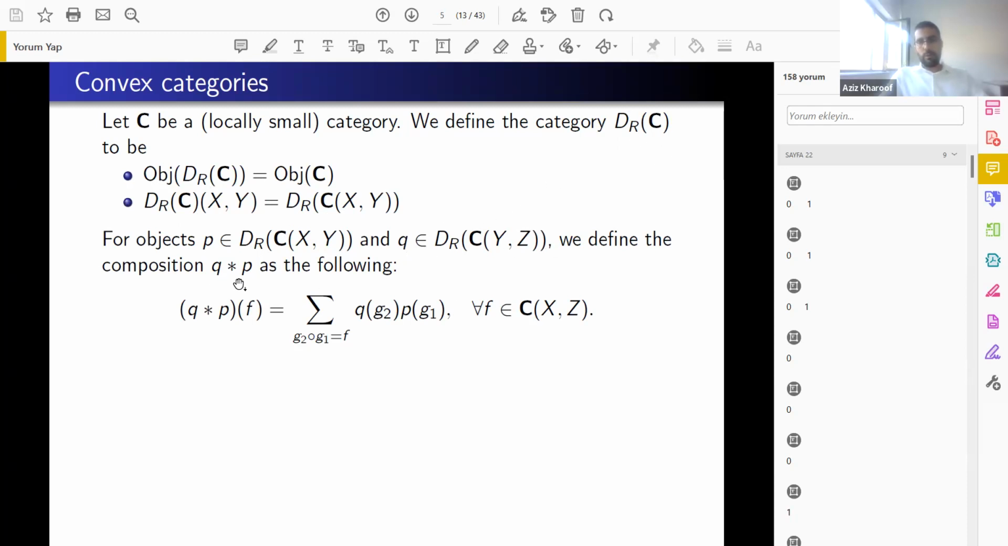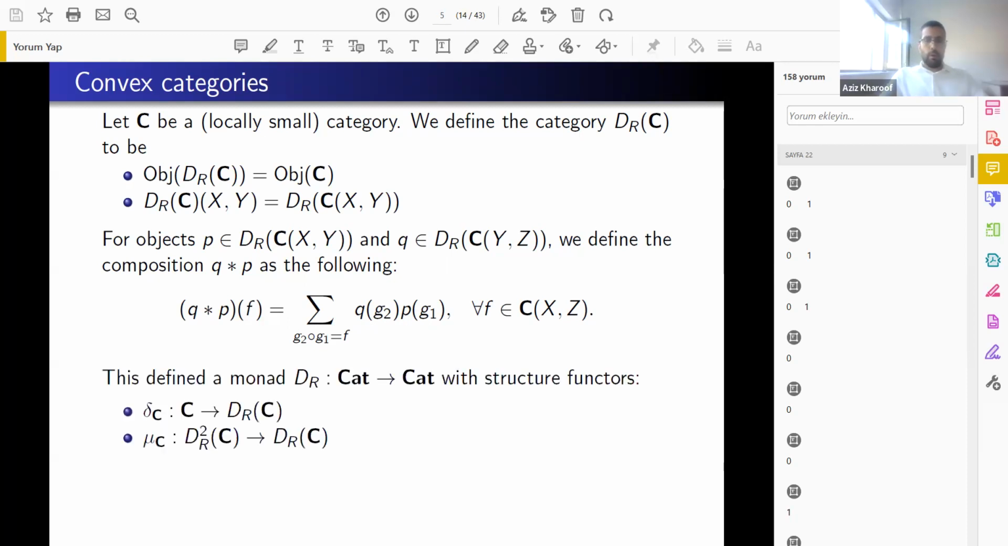By convolution, we will get a distribution on C(X,Z). What we mean is, for a distribution on f, we take all the products of a distribution on a map here and a distribution on a map here, such that the composition gives me f. All the ways to get f, we take all these distributions. This is what's called convolution. So this actually gives us a monad on categories.